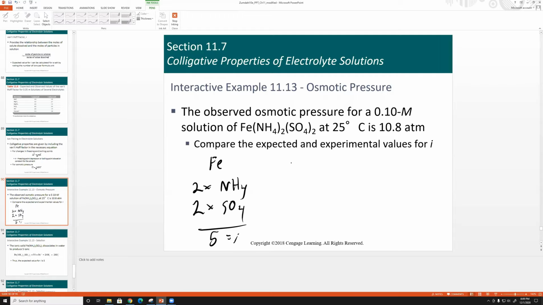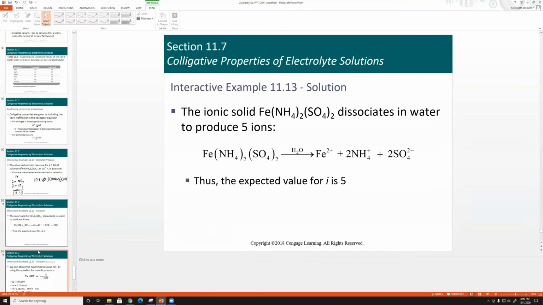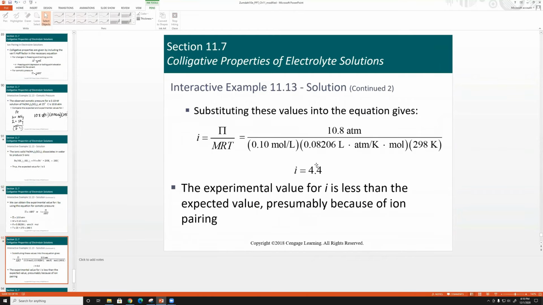So compare the expected and the experimental. The expected is going to be 5. Now let's figure out the experimental. The observed osmotic pressure is 10.8. So 10.8 equals M, the molarity, 0.1, times your Van't Hoff factor i, times your R, 0.08206, times your temperature, which is 298 Kelvin. So what we're doing is calculating the observed Van't Hoff factor. We would divide 10.8 by everything on the right, and we would figure out that it's 4.4.